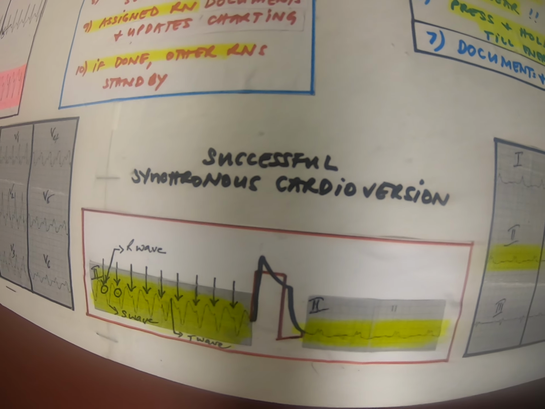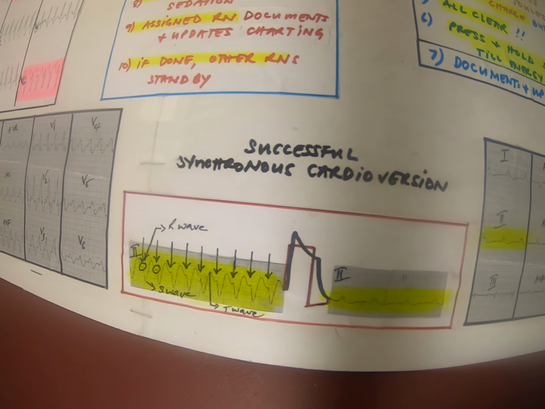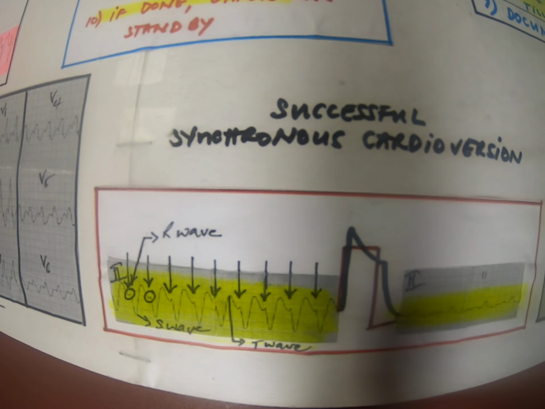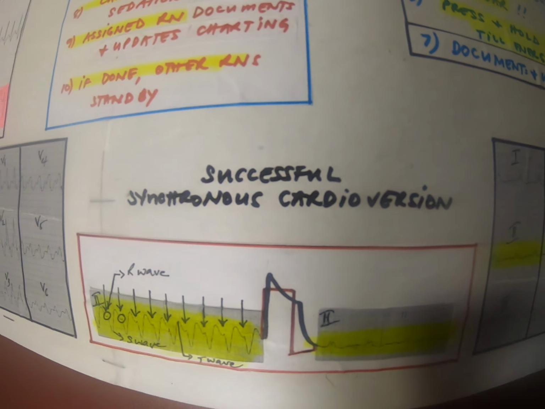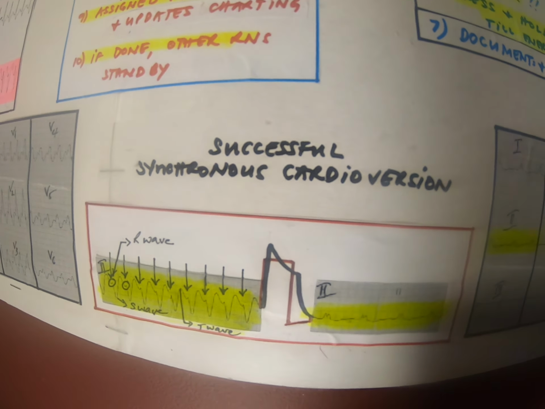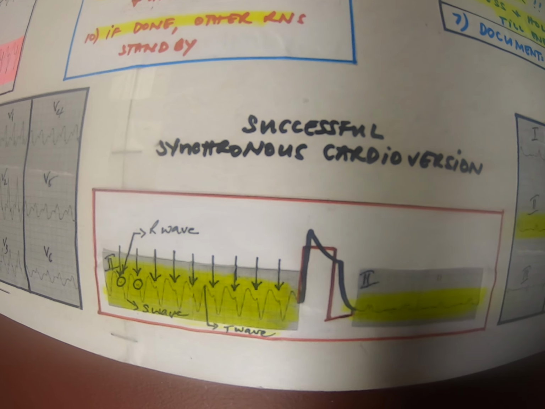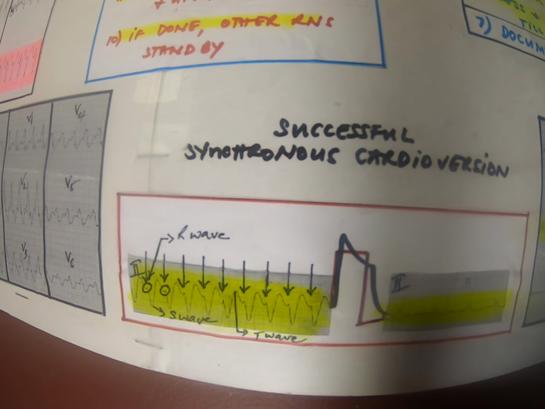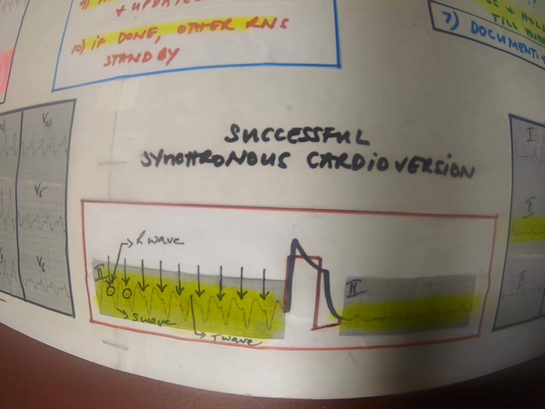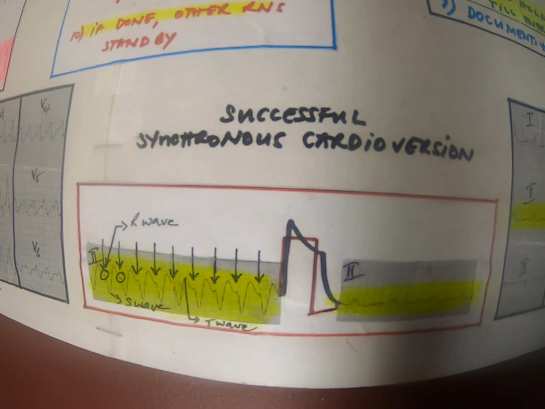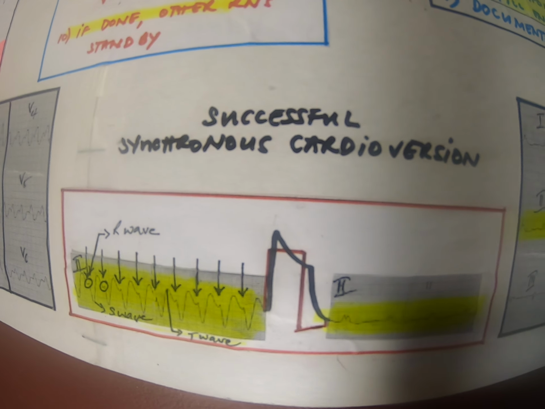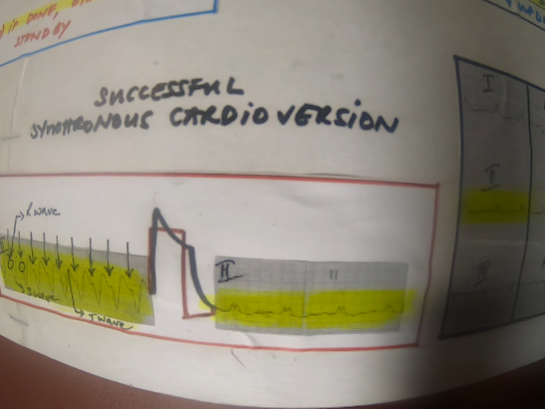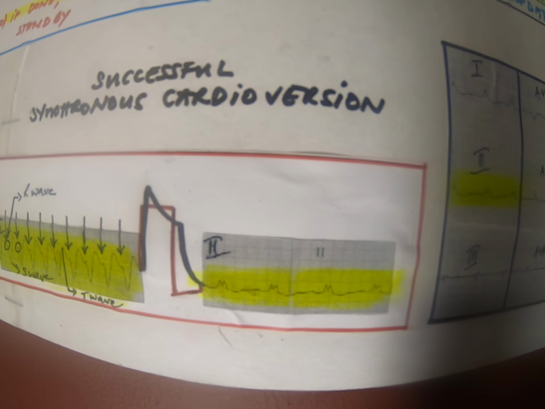synchronous cardioversion. So you see that all these R waves are flagged, or marked with an arrow, pointing to the R wave of the QRS, and the sensor will pick up the best R wave to deliver the synchronous shock timed with that R wave. Okay, and the machine will be either biphasic or monophasic, deliver the shock in here, and successfully convert the patient to his or her original rhythm in here.